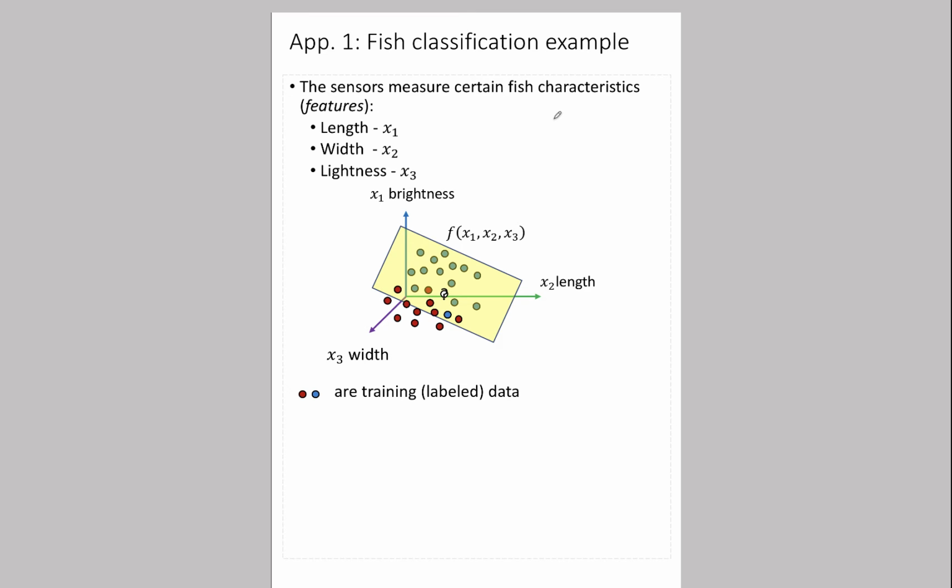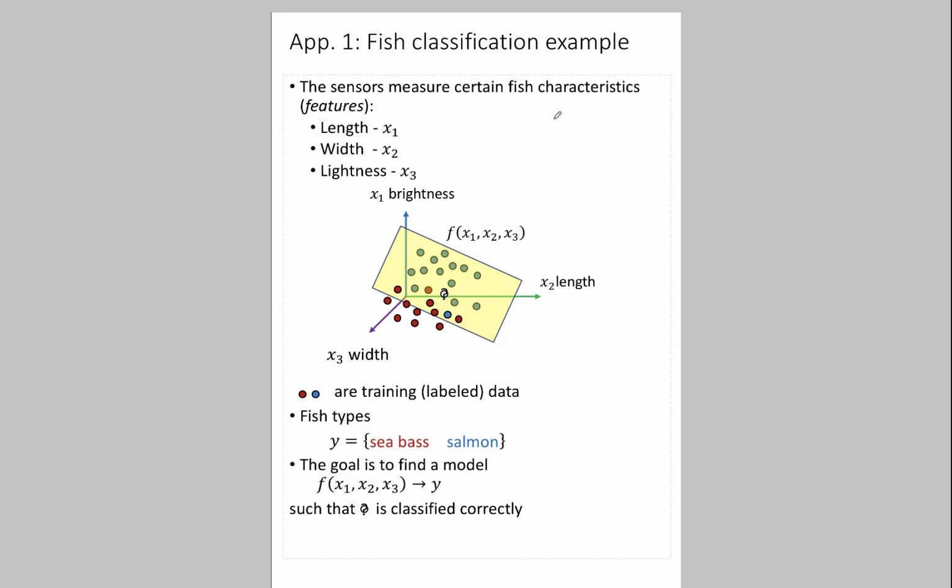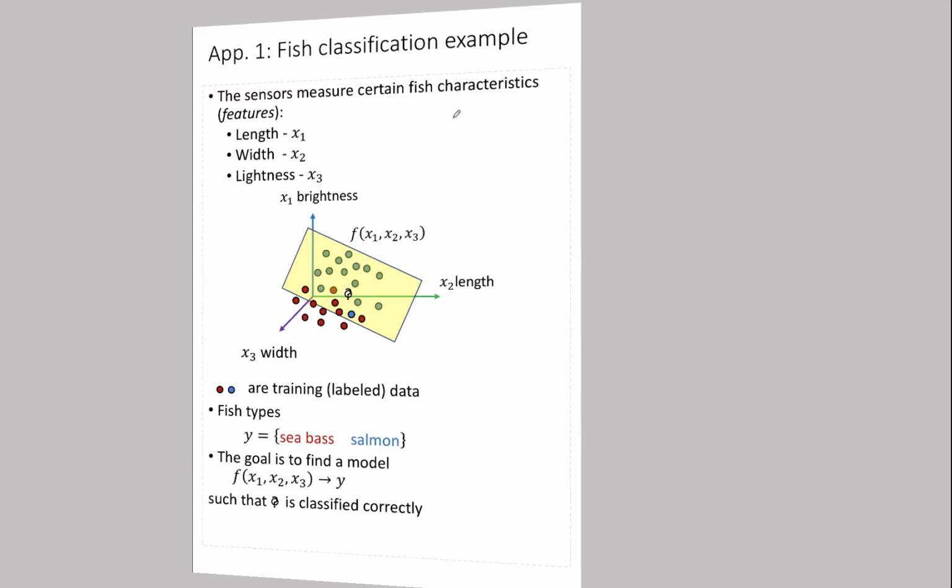In the figure, red and blue dots represent training observations. Red dots correspond to sea bass, and blue dots correspond to salmon. As a result of training, we obtain the function f that takes measurements of an incoming fish of an unknown species and classifies it into one of the 2 classes. Usually, it is done by returning a negative value for one class and a positive value for the other.